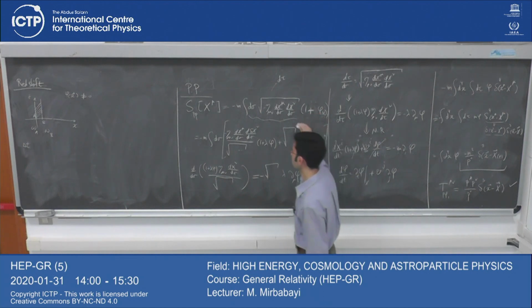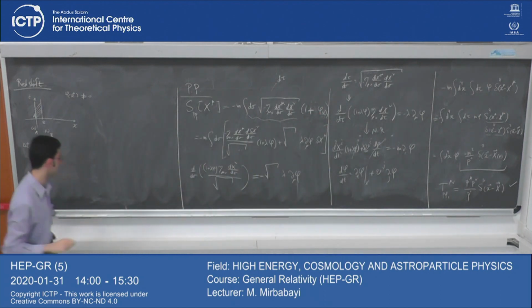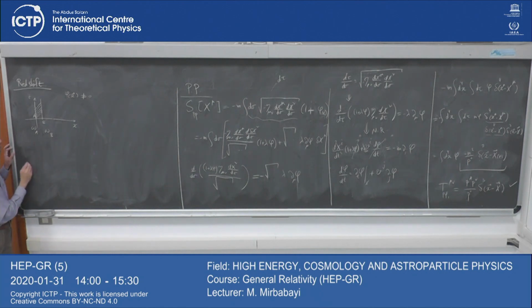So from this action, what we can see is that if we work in some other coordinate system called x tilde, where x tilde is given by 1 plus phi times x, so x tilde mu is given by 1 plus phi times x mu, then in those coordinate systems, the action would look identical as before.